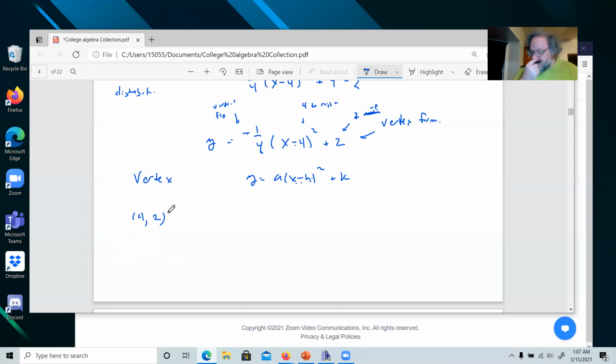And now we can start asking some other questions. So let's see here. What if we want the x-intercepts? Okay. Y-intercept is nice. X-intercept is easier said than done. So we have negative 1 over 4 times (x minus 4) squared plus 2, and for the x-intercepts, y is equal to 0. So we're going to set it equal to 0. Okay. And now we're going to solve for x.